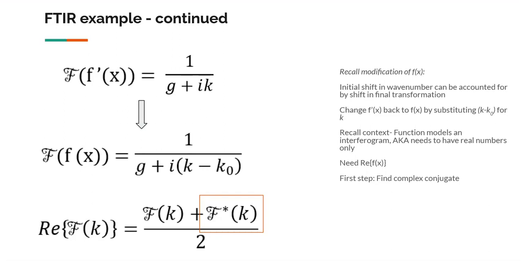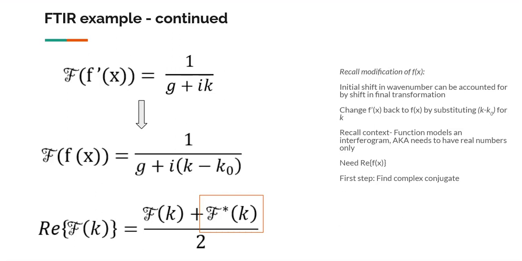This means we need to change f prime of x back to f of x by substituting k minus k naught in place of k. And that's our Fourier transformation of f of x. However, remember that we're dealing with this in the context of spectroscopy measuring real frequencies. This means we need our function to have real numbers only. Luckily, there's a way to do that.